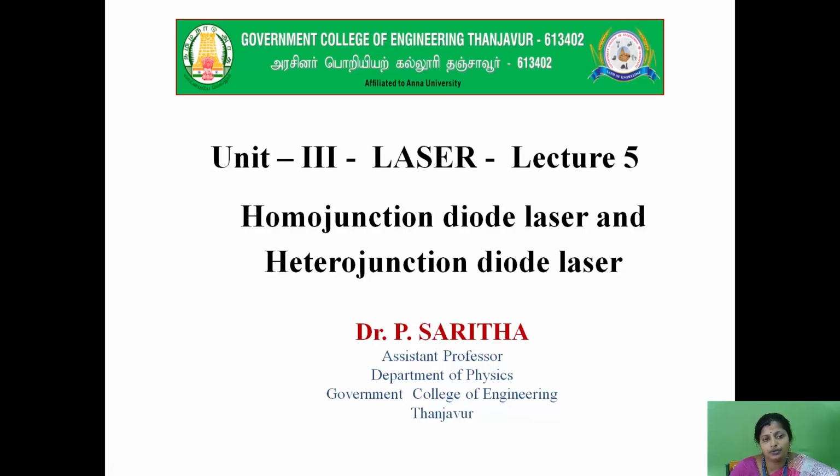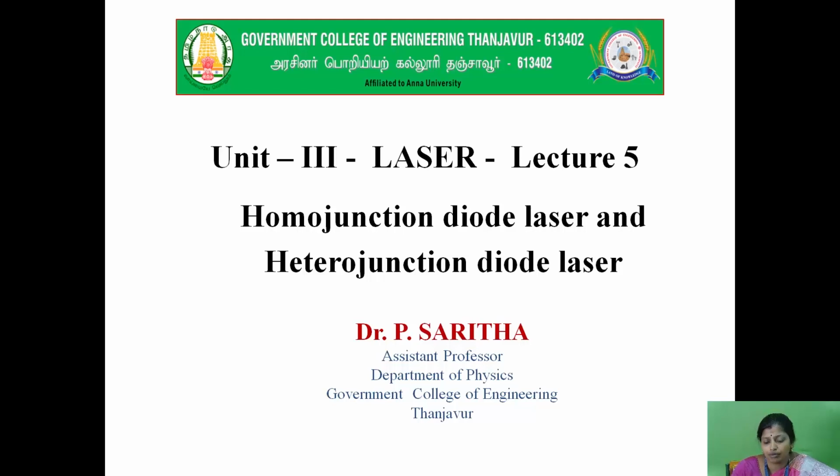Now we are going to discuss Unit 3 topic: laser. In the last class, lecture 5, we discussed the homojunction diode laser and the heterojunction diode laser. This was one of the semiconducting devices where semiconducting materials are used. Homo means a single compound, doped in the pure form of the semiconducting material. Heterojunction means two or more compounds mixed in the semiconducting material.